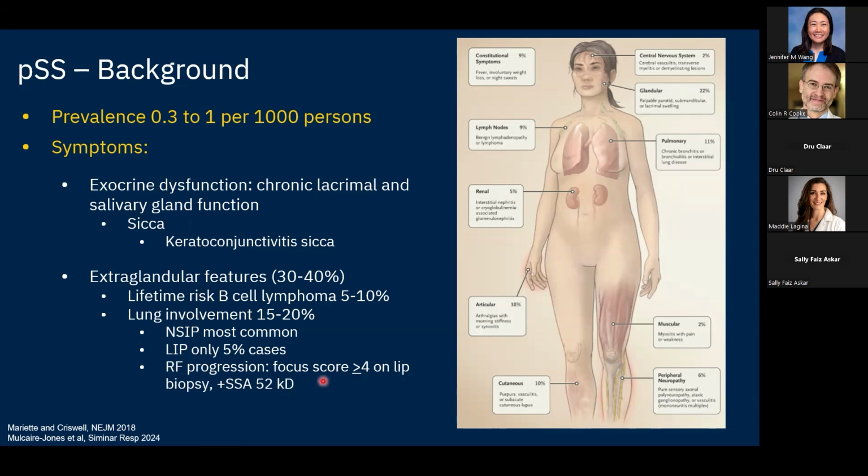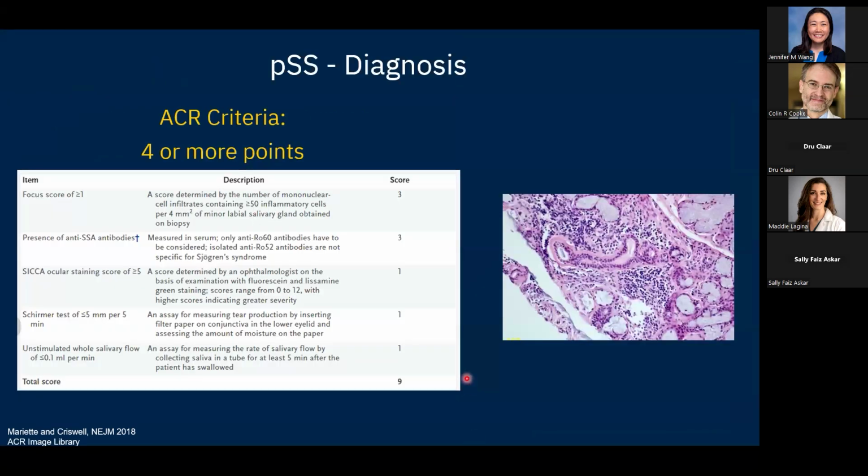Risk factors for progression of their lung disease include the lip biopsy, where we give what's called a focus score. I'll show a picture on the next one. So if they have a high focus score, or again, if they have specifically that 52 kilodalton SSA. This on the right is a picture of the lip biopsy. They're looking at the glands and they're looking for foci of lymphocytic infiltrate, and each of these foci is one. You can get points based on how many you see in a defined area. So patients who have a focus score of greater than 1 or a positive SSA antibody with dryness can be classified as having Sjogren's.